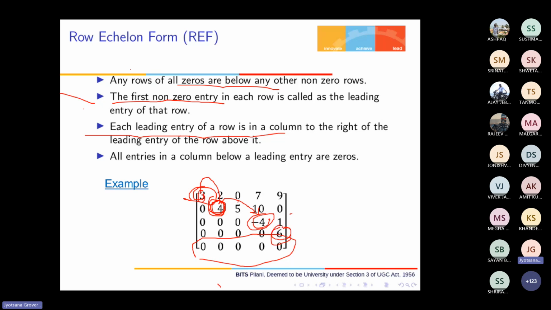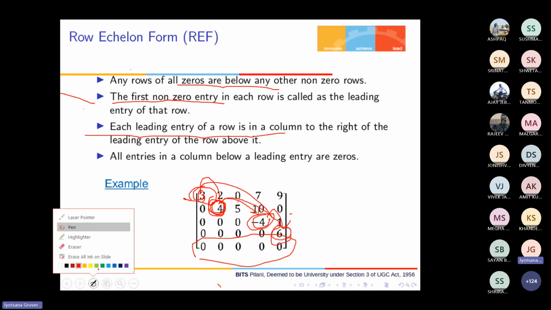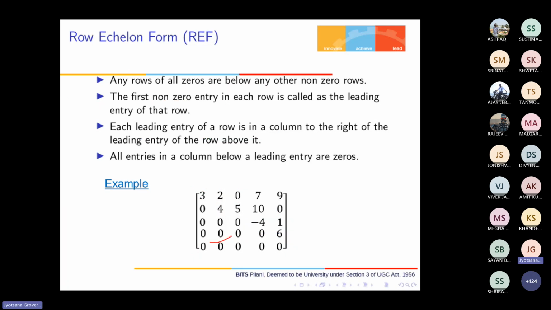Similarly, 6 is on the right of -4. 6 is on the right of 4 also. 6 is on the right of 3 also. So the idea is the leading entry of any row is to the right of the leading entry of the previous row. Okay, so this is the concept.